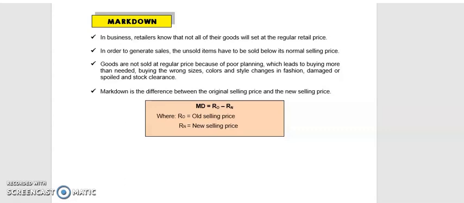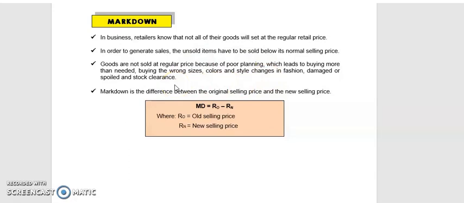So in business, retailers know that not all of their goods will sell at the regular retail price. Okay, so in order to generate sales, the unsold items have to be sold below their normal selling price. Goods are not sold at the regular selling price because why? One of the factors is poor planning, which leads to buying more than needed, or maybe buying the wrong sizes or colors, style changes in fashion, damage or spoilage, and stock clearance. So because of these factors, you need to put markdown on your goods.